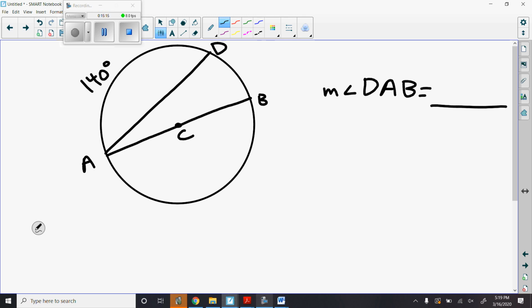Oh, I wish you could see me because I just did a pretty sweet dab, even though that's not cool anymore. Okay, so I want to find the measure of angle DAB. So I want to find this.